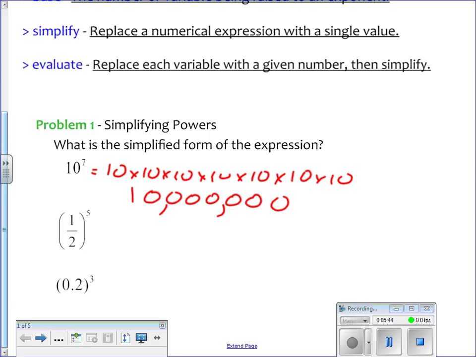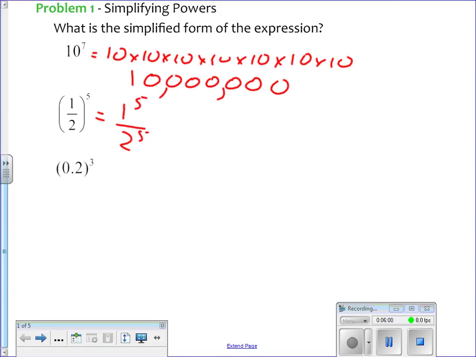Now, this one, I don't want to do 1/2 times 1/2 times 1/2. What I would like to do is think about this, and when you have fractions, it's the numerator to that power over the denominator to that power. So 1/2 to the 5th power is 1 to the 5th power over 2 to the 5th power. Well, 1 to the 5th power I already discussed is 1, because 1 to any power is 1. 2 to the 5th, okay.